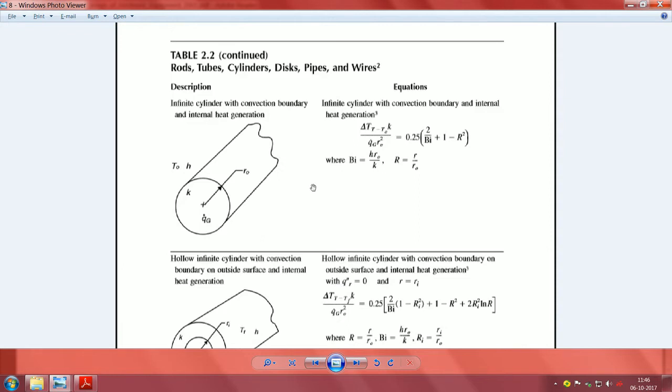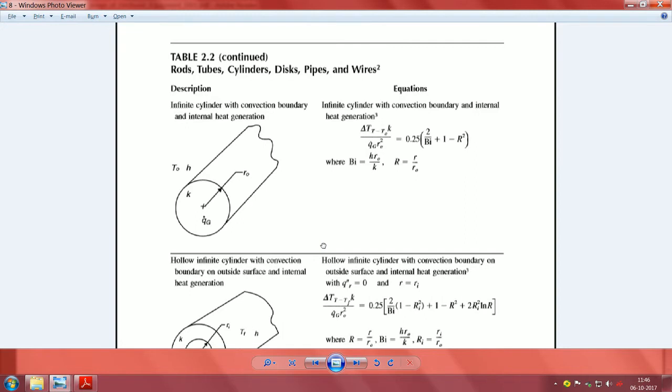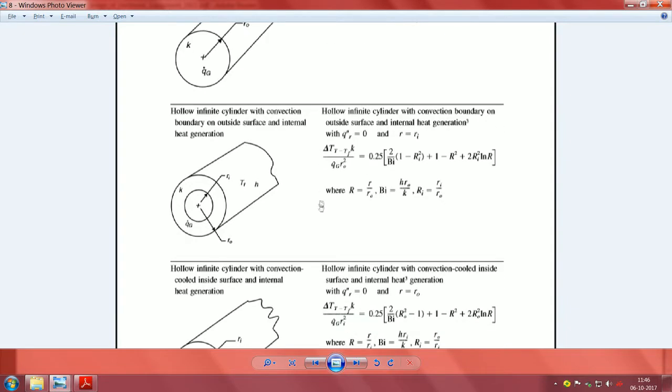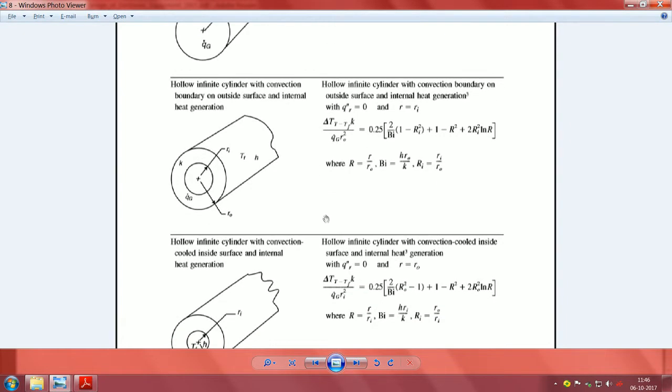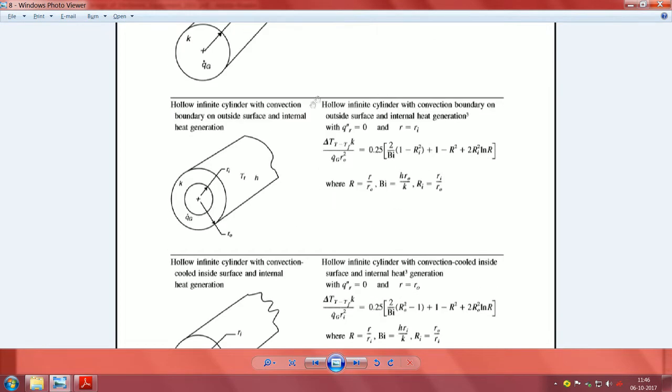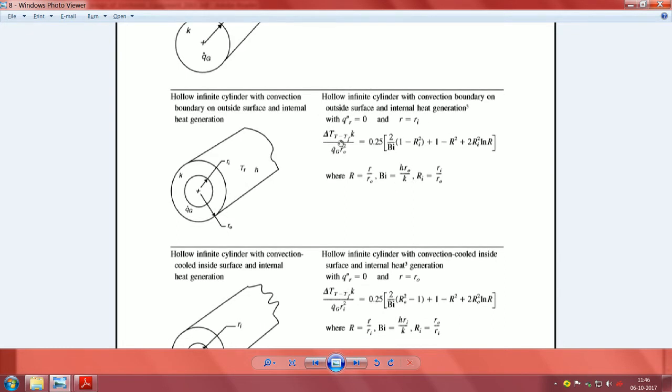Infinite cylinder with convection boundary and internal heat generation. Probably a heater, like what you see in your soldering iron. Hollow infinite cylinder with convection on the outside surface and internal heat generation. All possible variants here, you have the solution already, by which it is possible for you to calculate the actual wattage, the rate of change of watts with respect to position.